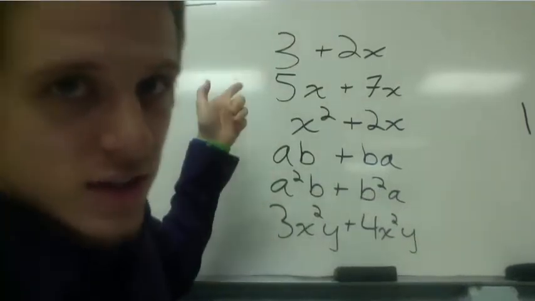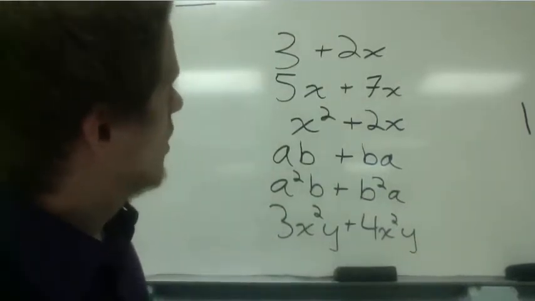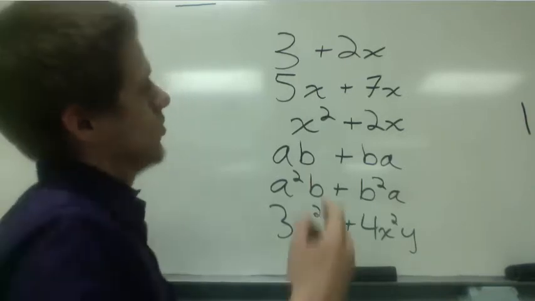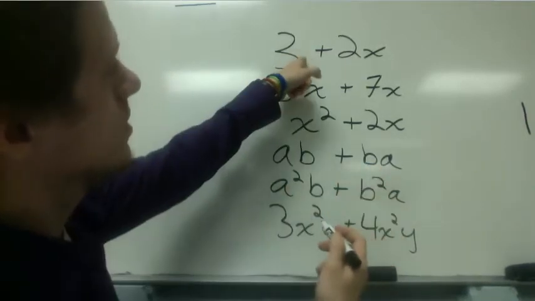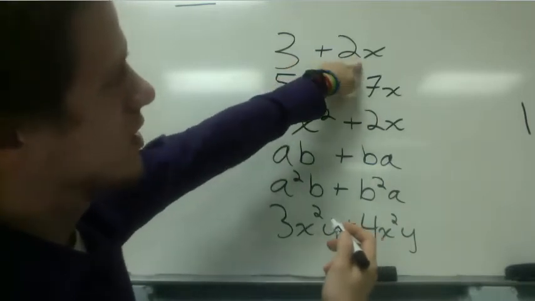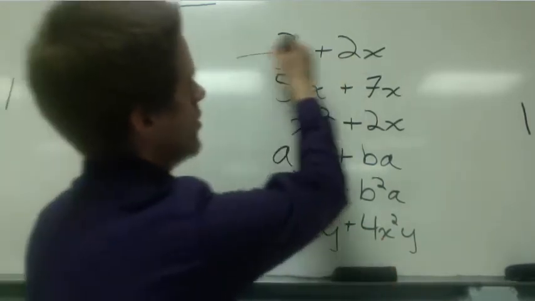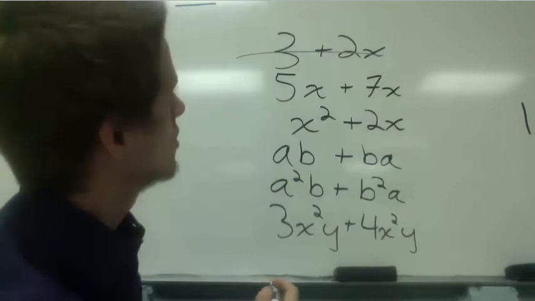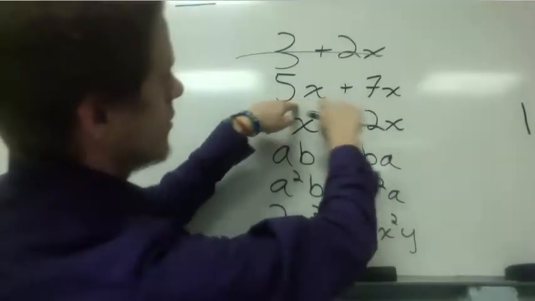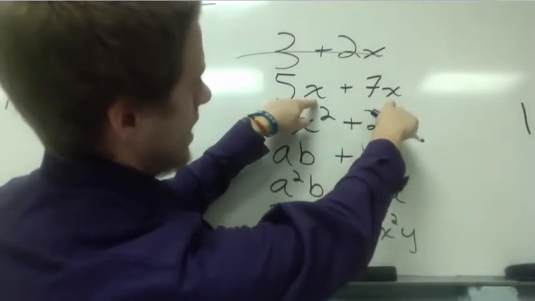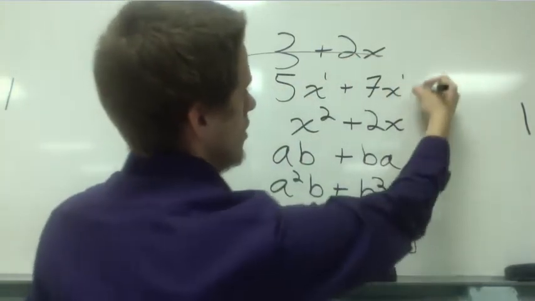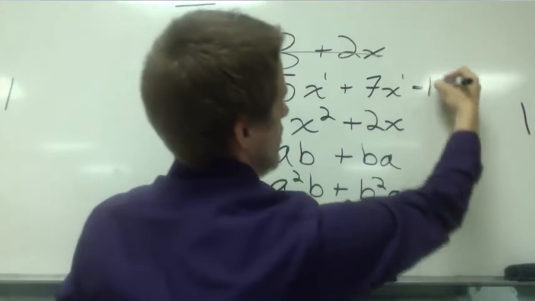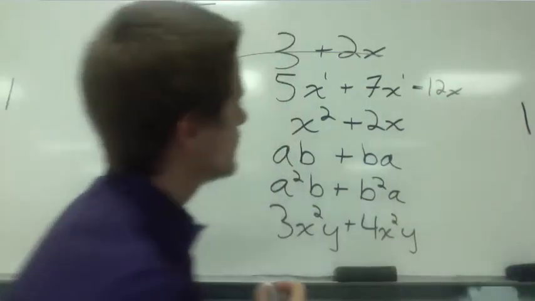So we've got these up on the board, and we know that they have to have the same variable in order to have like terms. So this first one, 3 is a constant, 2x has a variable, so you can't combine those, they're not like terms. 5x plus 7x, they both got that x, same exponent of 1, so you can add those, equals 12x.